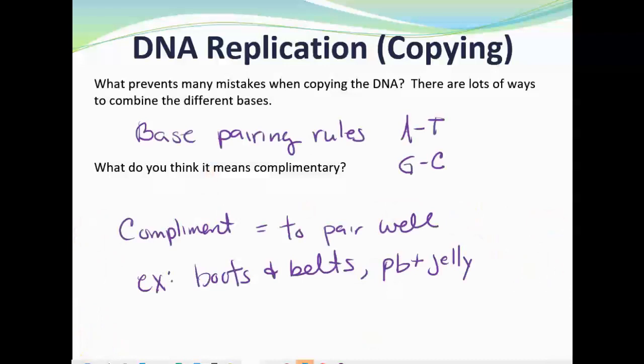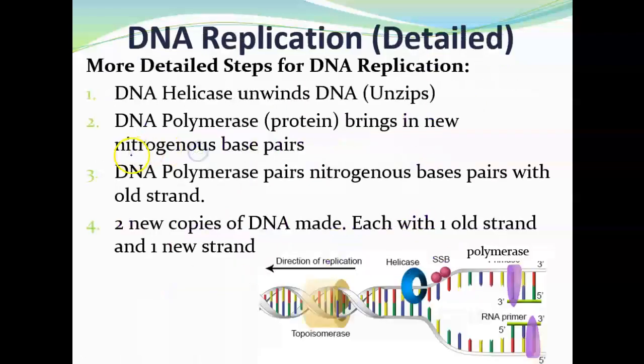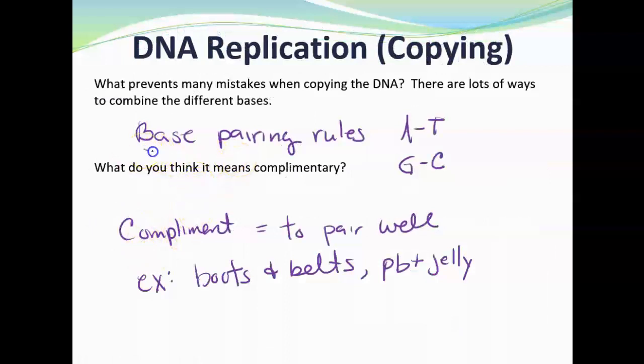Well, I've added in some notes here for you. One of the ways, the most important way that we can prevent mistakes when copying the DNA is these base pairing rules that you just learned. So these base pairing rules that you just learned, as long as the DNA gets copied following these rules, everything should stay in the correct sequence. Sometimes mistakes still happen.